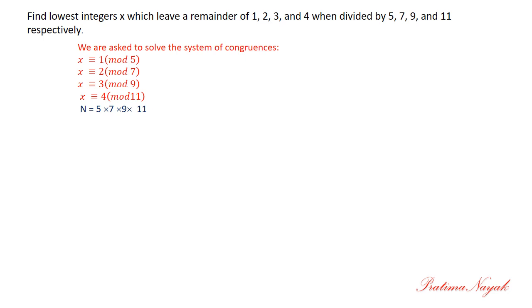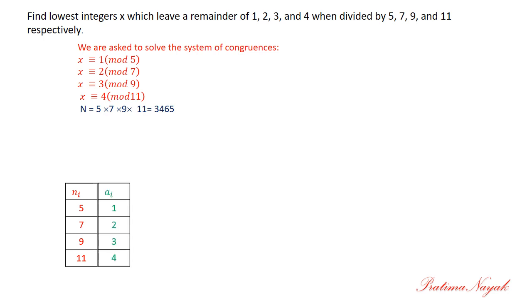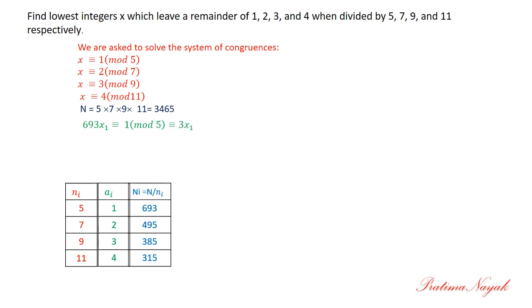So n is equal to 5 into 7 into 9 into 11, that will be 3465. Now n1 is 693, n2 is 495, n3 is 385, and n4 is 315. Now 693 x1 is congruent to 1 modulo 5. So 3 x1 is 1 modulo 5. This gives us x1 is equal to 2.